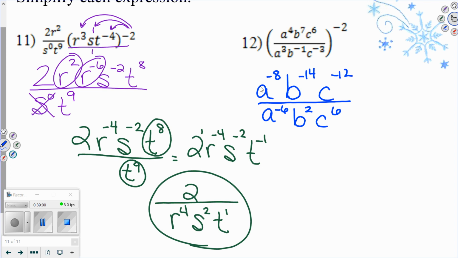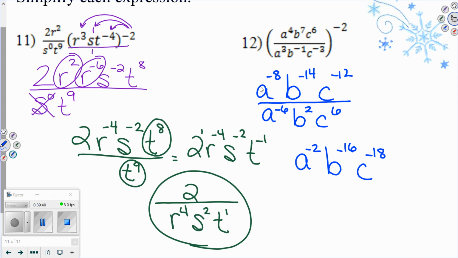Okay, from there, you have like terms. Nothing's alike on top, nothing's alike on bottom, but top, bottom, we can go ahead and simplify those. So with the a's, what do you do with your exponents? You subtract. So I have -8 minus -6 is what? It is -2. By default, they go to the top. All right, the b's, -14 minus 2. Good. And again, by default, go to the top. And then the c's, -12 minus 6. It's -18. By default, goes to the top.